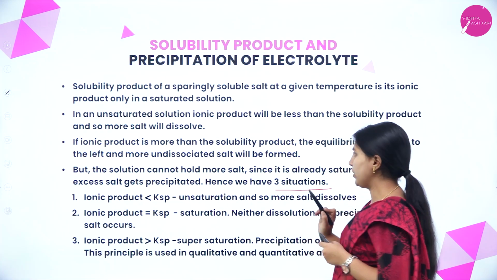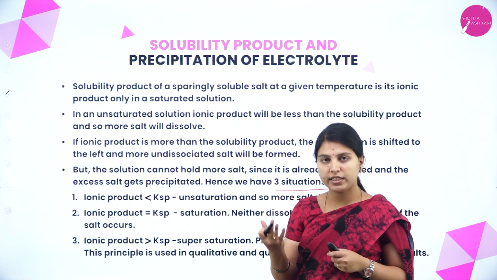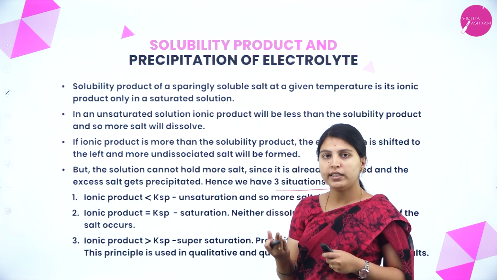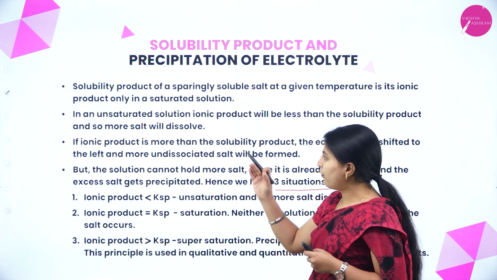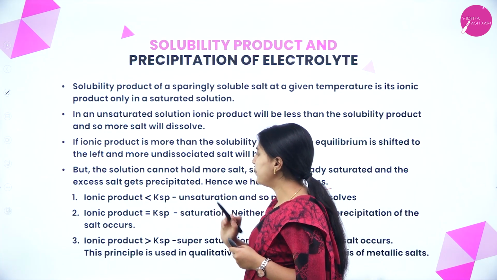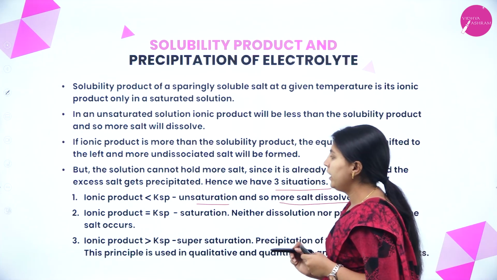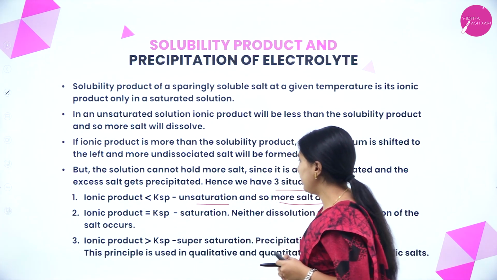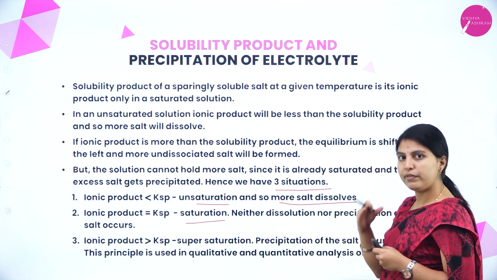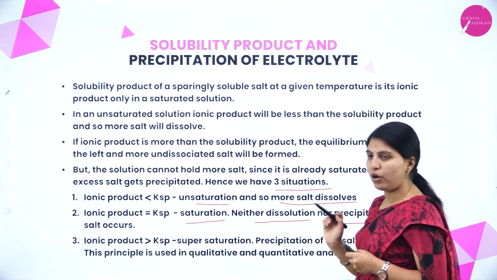Hence, we have three situations. What they are telling is, if we have taken any salt dissolved in water, after the saturation point, if you add more salt in the same water, it will not dissolve. So for that, three situations have been taken. If the ionic product is less than the solubility product, the solution is unsaturated and more salt will dissolve. If the ionic product is equivalent to the solubility product, a saturated solution will form, meaning equal. Solvent is equal, solute is equal. Neither dissolution nor precipitation of the salt occurs.